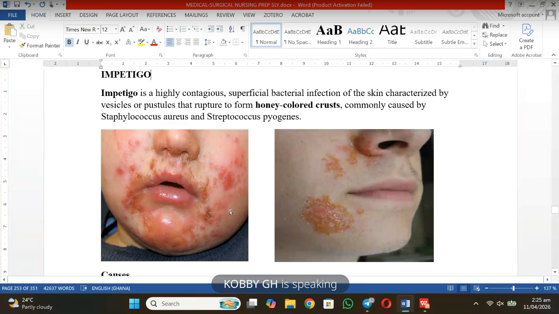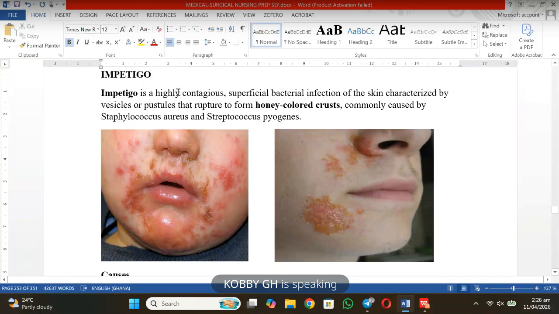And what makes this condition unique or different from the other integumentary system conditions we've looked at? I'll give you a cardinal difference. This condition is highly contagious. It can be transmitted. But a furuncle cannot be transmitted. It's not contagious. A carbuncle is not contagious. But this condition is highly contagious. It can easily be transmitted from one person to another.